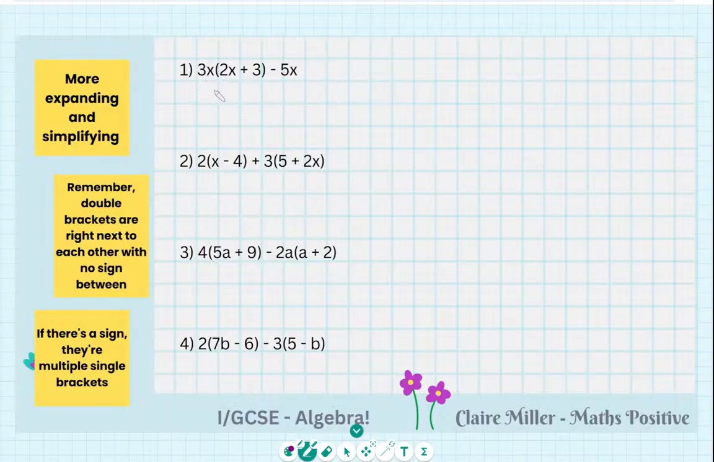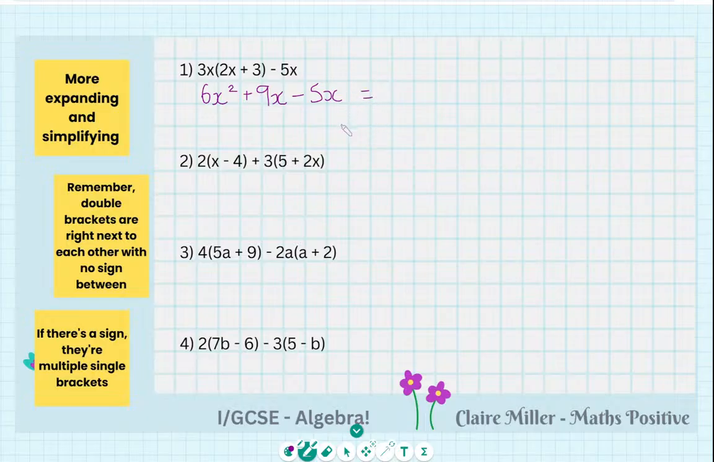So we're going to do 3x times 2x. Remember, we always do the number times the number. So 3 times 2, that will be 6. And then we've got x times x. That's going to be x squared. And then we've got 3x times positive 3. 3 times 3, that's 9, positive 9. And then the x doesn't have any other letters to be times by, but we just write it right next to the 9 to show that it's 9 times x. And then we've still got this minus 5x to write on the end.